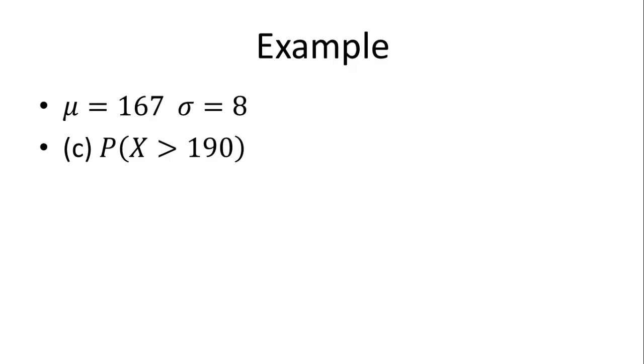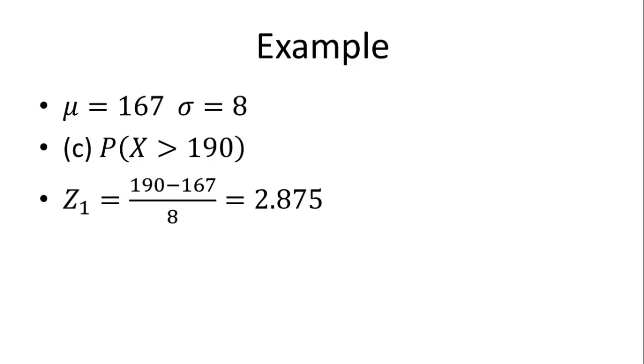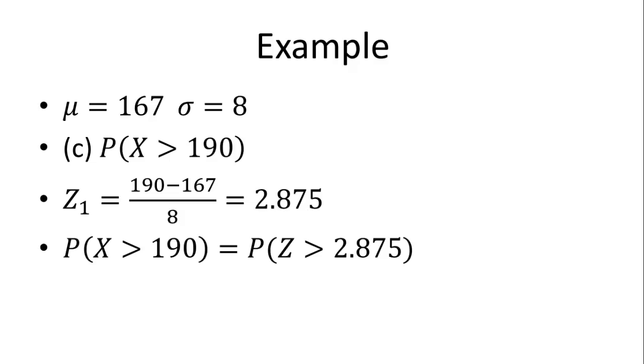What about height bigger than 190 centimeters? Here just one number to transpose. 190 minus 167 over 8 gives us 2.875. So now we're saying height bigger than 190 is same as having a z-score bigger than 2.875.